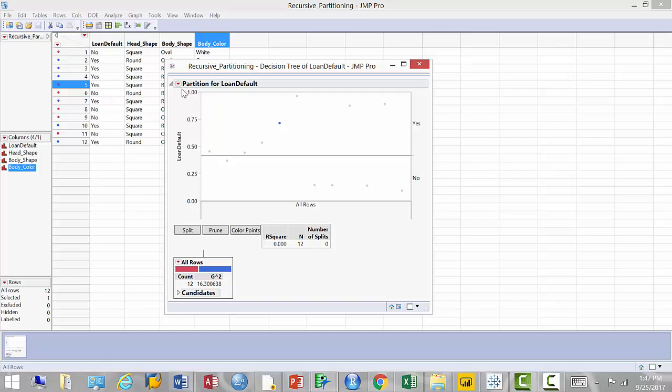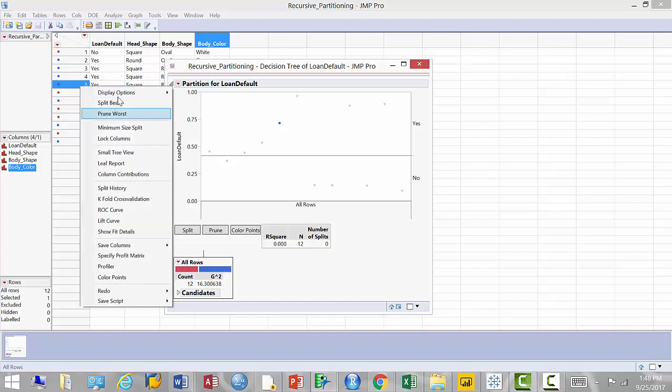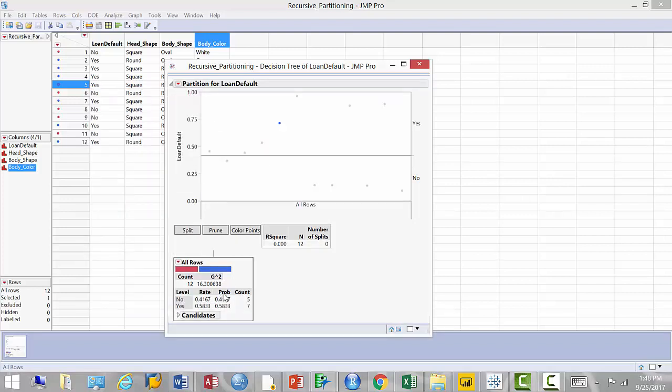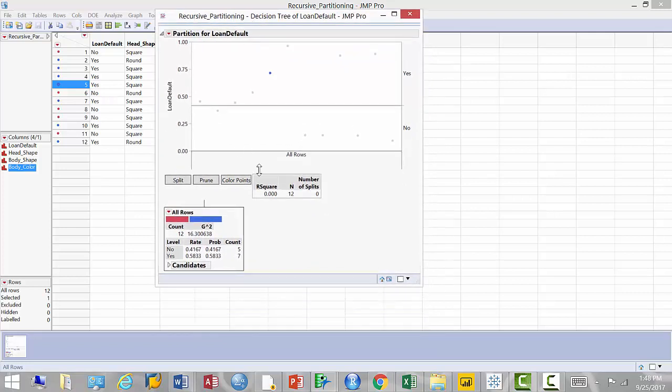Now what I want to do probably is to go to the red triangle. Remember that a lot of options that we may want to display or use in JMP are hidden under the red triangle menu. So go to the red triangle and say Display Options. There are two things that are not showing: split probabilities and split count. If you pick split count, it will show both of them, I believe. Yeah, split probabilities and the split count. Okay, so that's my initial window.